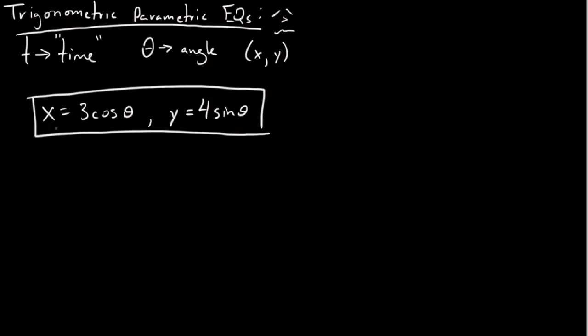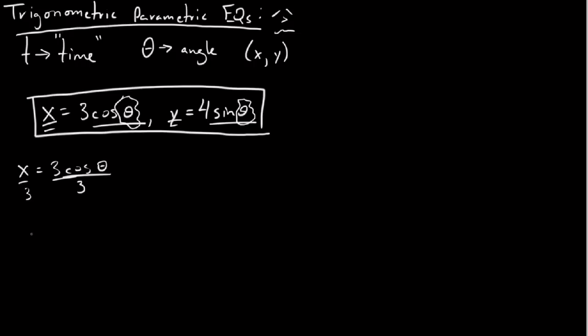So here's what we're going to do. We're going to express this in terms of just x and just y, and in order to do so, we're going to eliminate the parameter, which in this case is theta. There's a convenient method: we're going to solve for cosine of theta and sine of theta in both equations. In the first case, x equals 3 cosine theta, and we want to solve for just cosine theta, so we'll divide by 3.